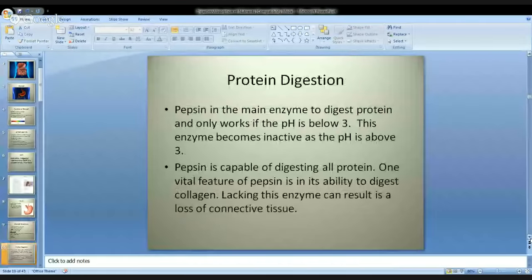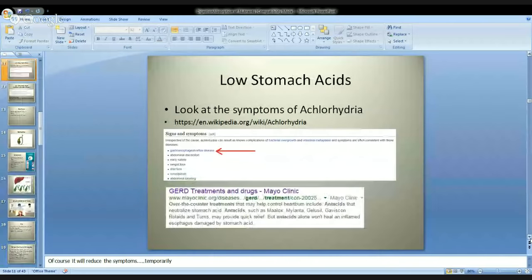All right, we talked about pepsin. You need that to digest collagen, very important. Oh yeah, check this out. The medical term for achlorhydria, that's the name for low stomach acid, you can look it up on Wikipedia, dictionary, whatever. I don't know why they can't just say low stomach acid. It just sounds very scientific, achlorhydria.